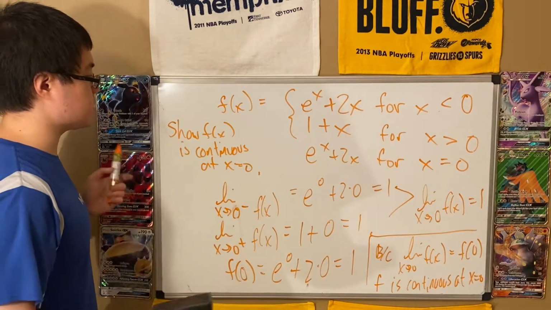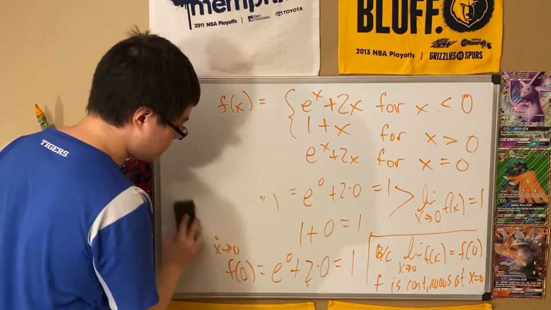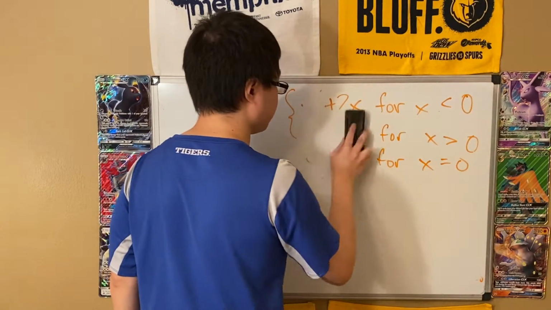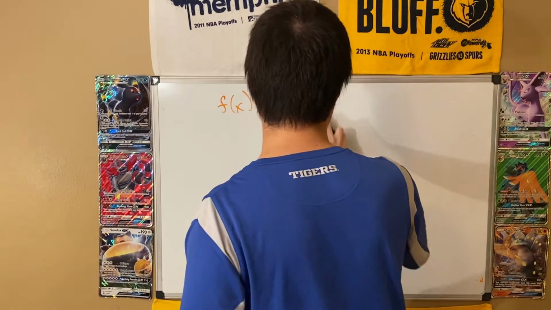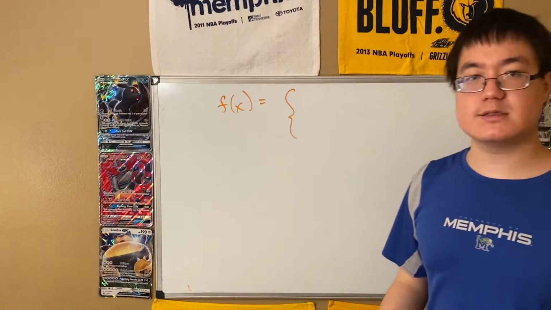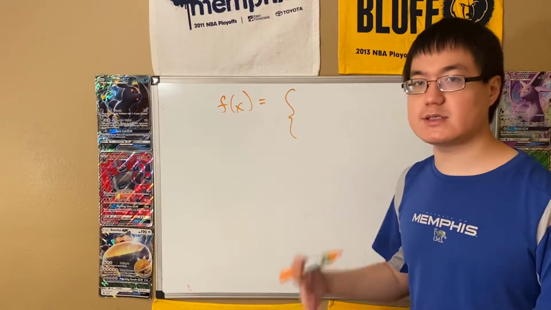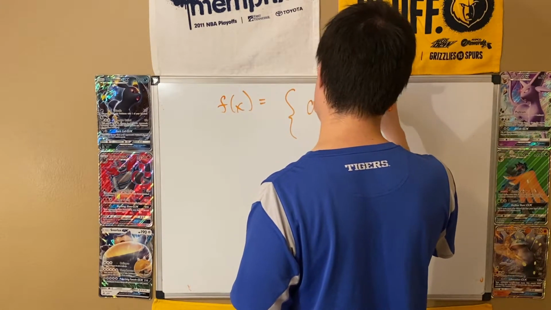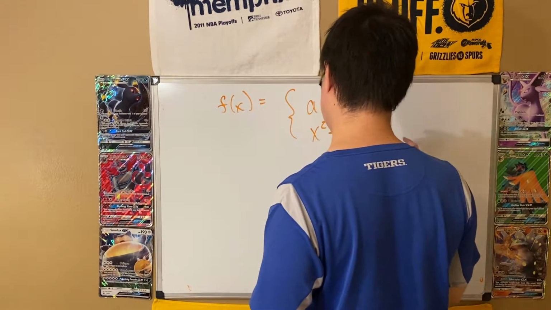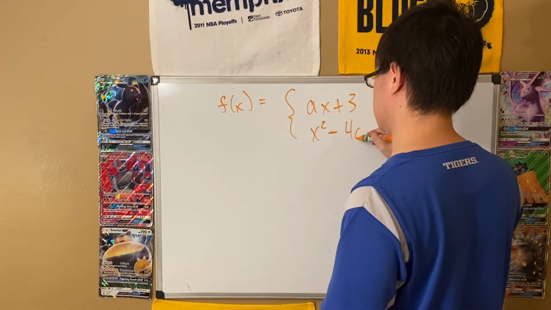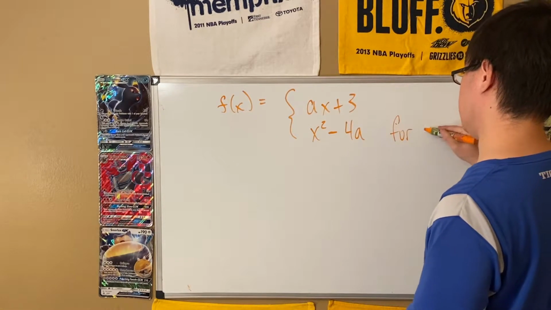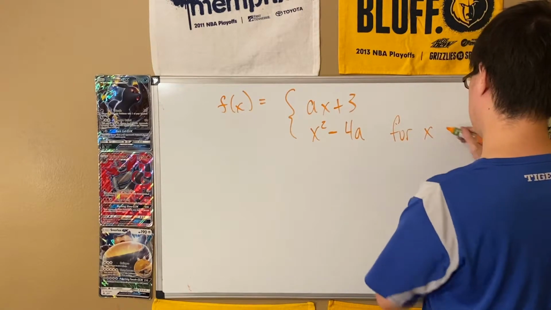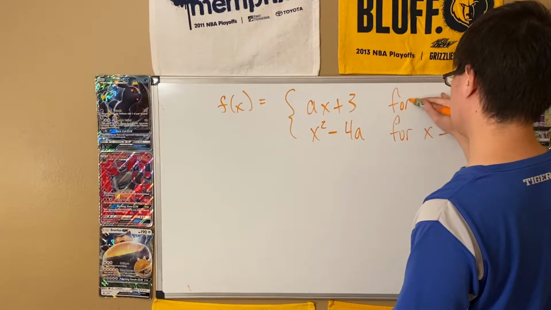And what you're going to do is you're going to be solving for something. So let me erase this here. Let's change the function up. What we're going to do is solve for a constant to make a certain piecewise function continuous. So this is going to be, let's do ax plus 3, and x squared minus 4a or something like this. And then we'll have x being 2 here, greater than or equal to 2 for x greater than 2.